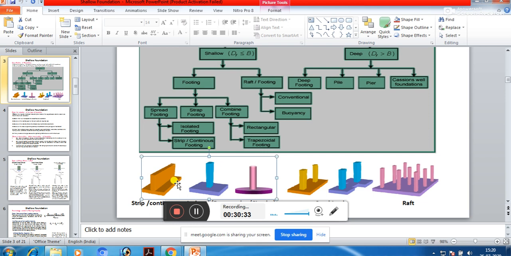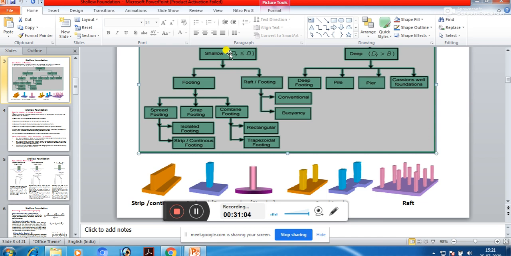On the other hand, there is another spread footing on which a continuous wall is going, and underneath that there is a footing. This kind of footing we will be calling strip footing or continuous footing. Have you understood now? So basically footing, if you consider, means a shallow foundation.